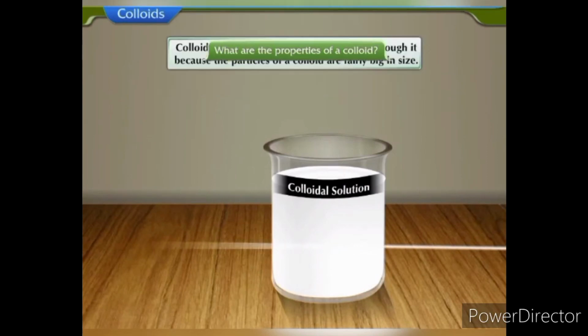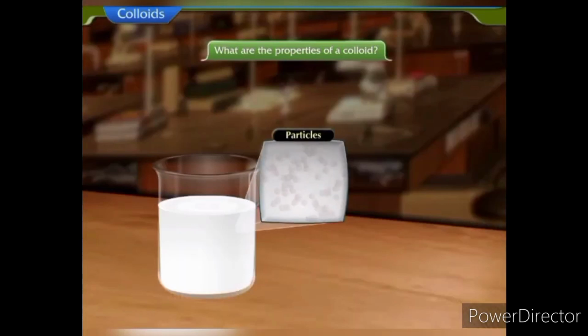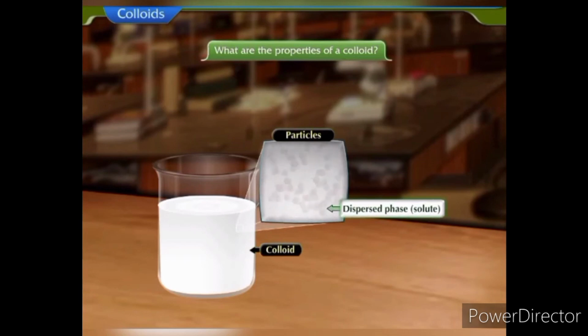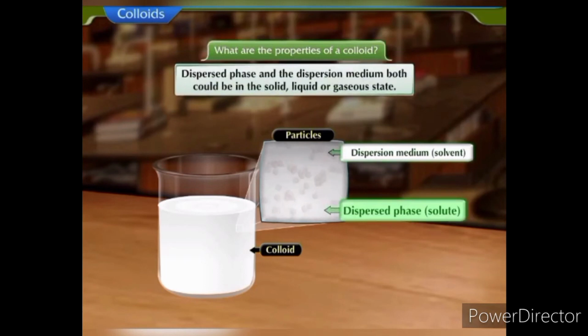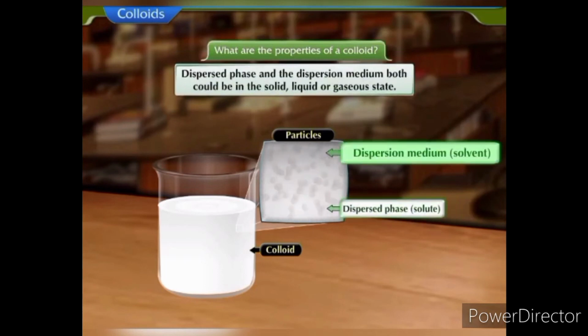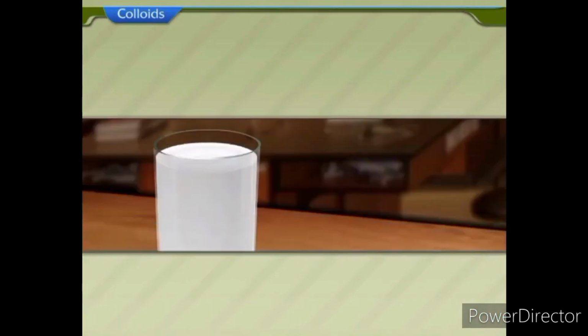in size. The solute particles of a colloid are called the disperse phase and the solvent is called the dispersion medium. The dispersed phase and the dispersion medium both could be in the solid, liquid or gaseous state. Let us study a few examples.